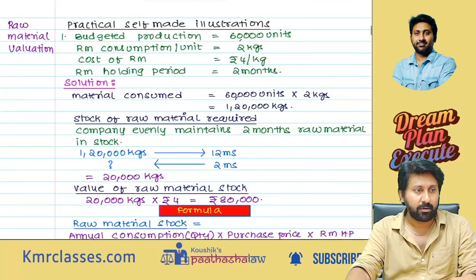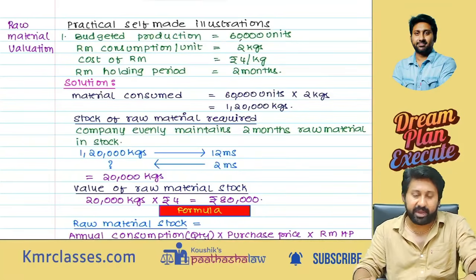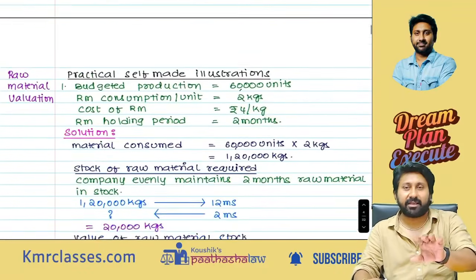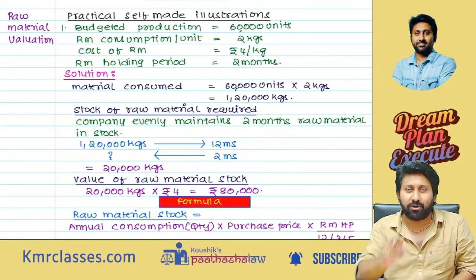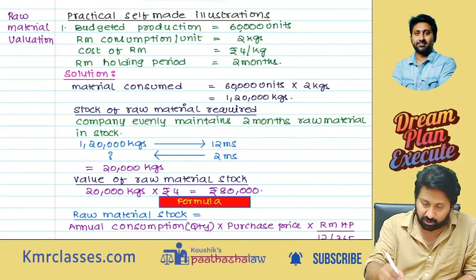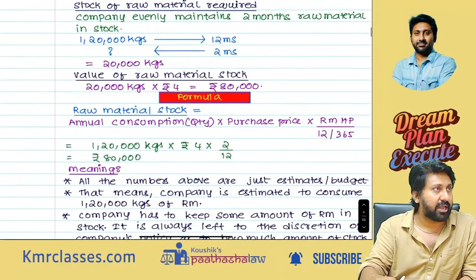Next chapter. Next one is the working capital estimates chapter. In this chapter, I did not write formulas separately because the formulas are scattered. Only 4 or 5 formulas, nothing great. So I will be covering them in the question itself. See, raw material stock calculation you have to do.